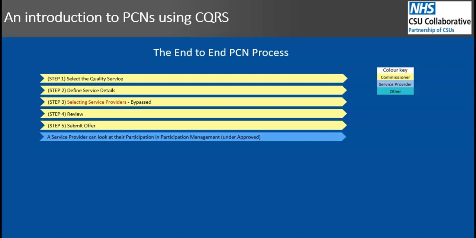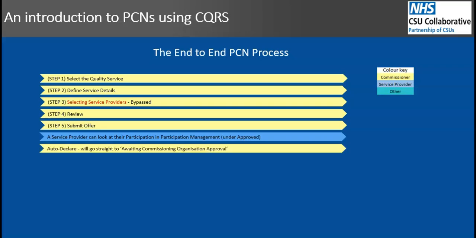This is now automatically approved by all the participating service providers, and a service provider can look at this or any other PCN service they are participating in under the Approved section within Participation Management. Auto-declare means that the service provider will not have to submit any achievement data to the commissioner, as this is automatically declared. The status will now be showing us awaiting commissioning organisation approval.